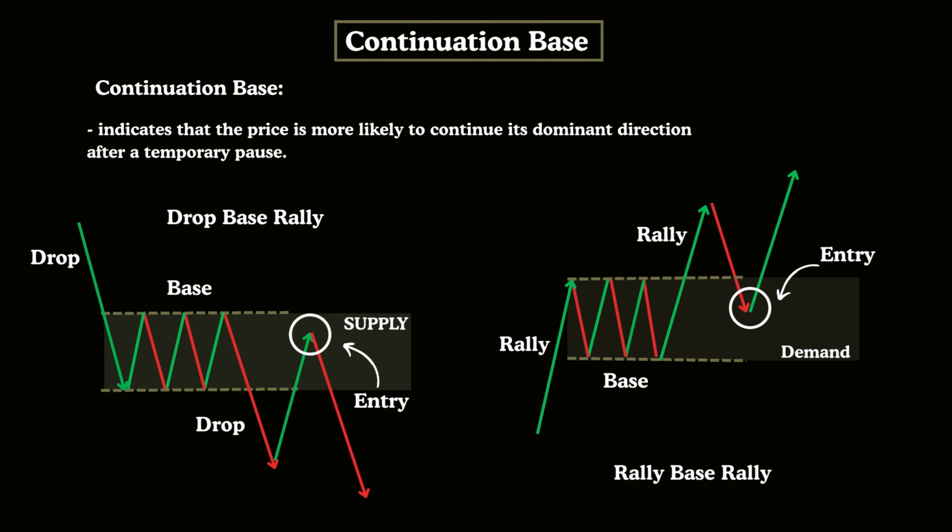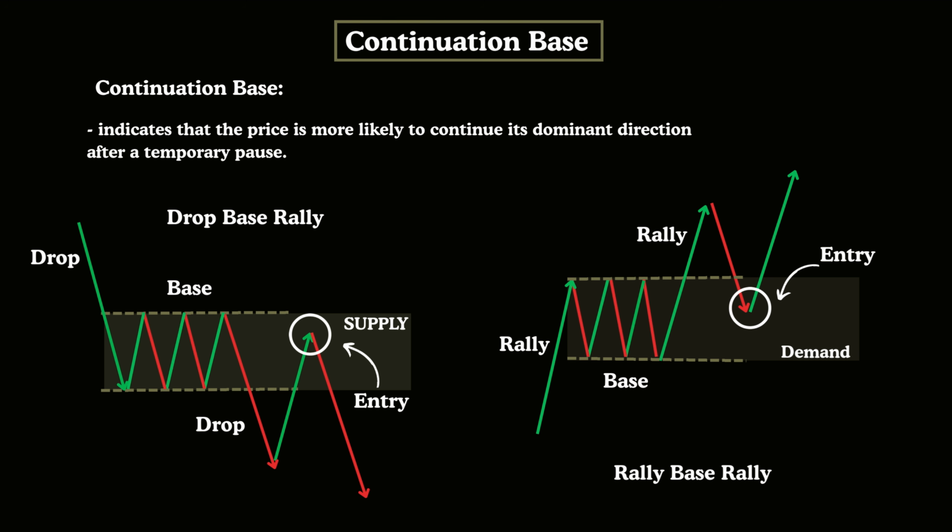1. Drop-base drop. This bearish continuation pattern begins with a sharp decline in price, followed by a short consolidation phase, forming the base. This pause reflects temporary equilibrium before a renewed wave of selling pressure pushes the price even lower, breaking the base with strong bearish momentum. To capitalize on this structure, traders anticipate a pullback into the supply zone, the base, which presents a low-risk entry point to ride the downtrend in alignment with institutional selling.